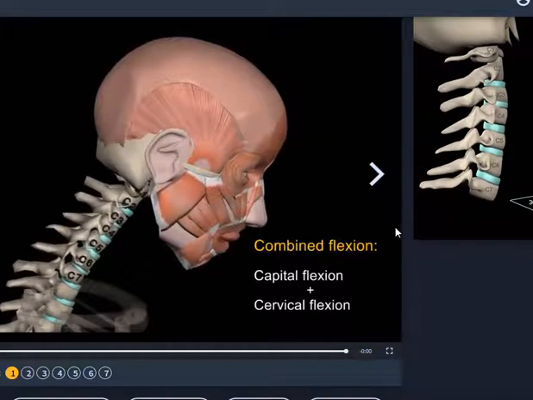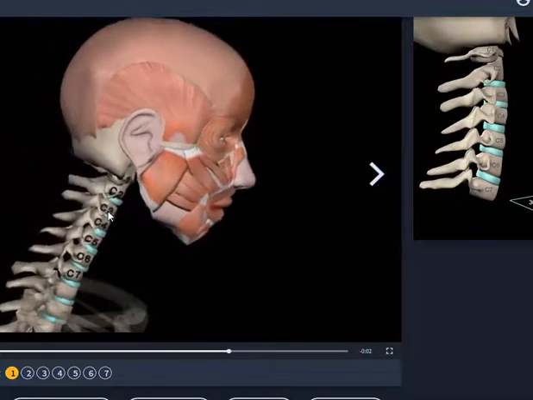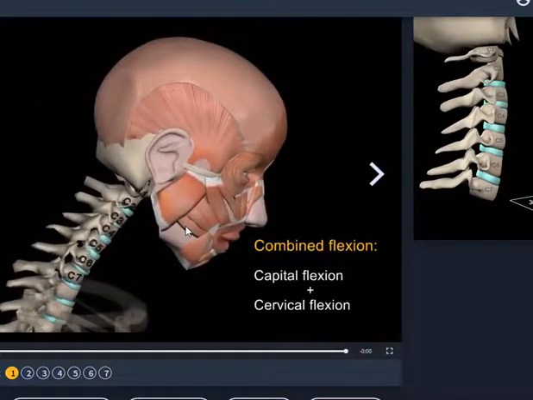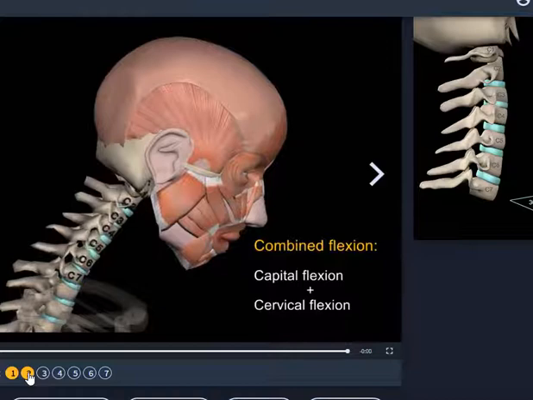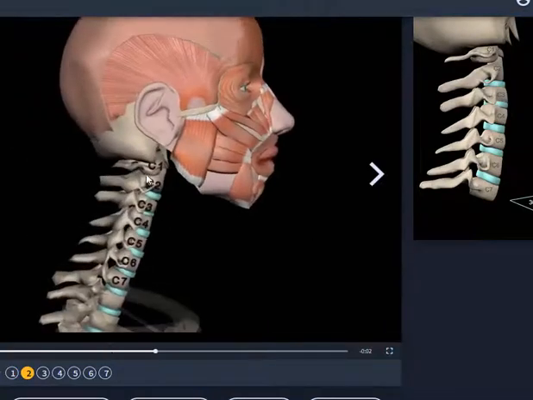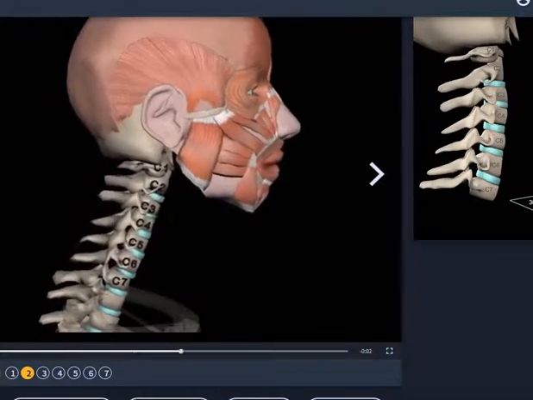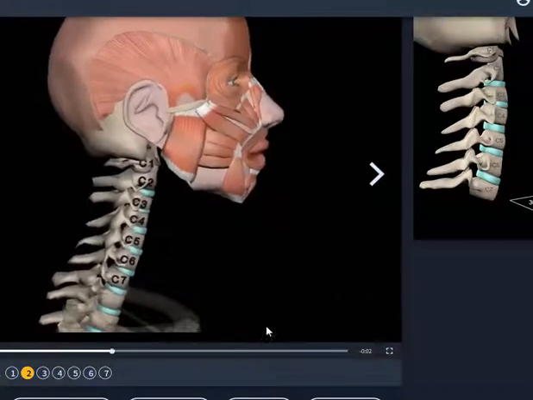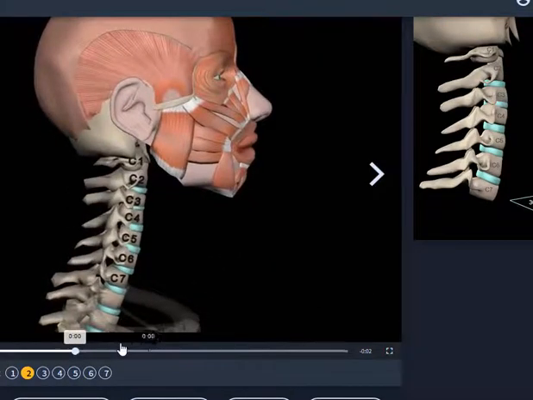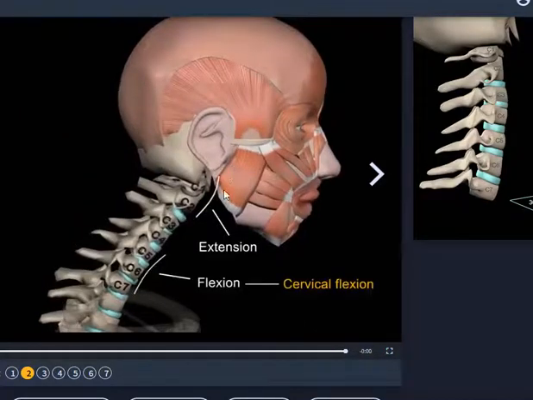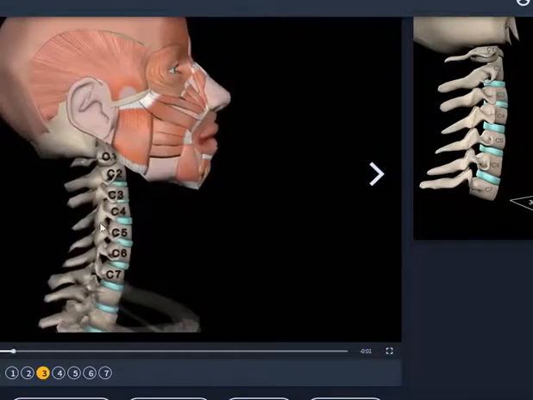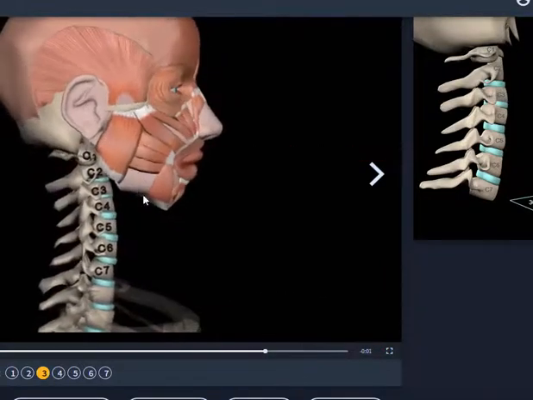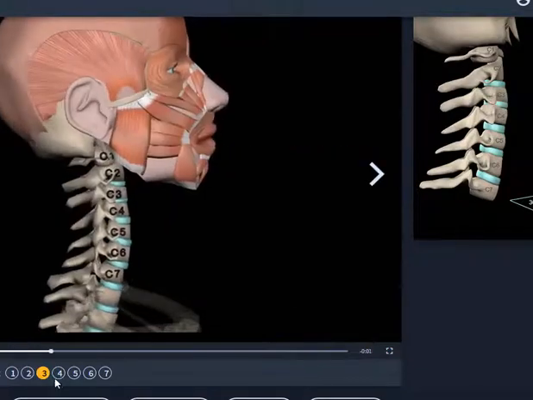So here you're seeing cervical flexion and extension. I'm sorry, cervical flexion and capital flexion. So that's you standing and trying to bring your chin to your chest, with all these cervical vertebrae coming forward. The next image is your head sticking forward, so it's going to be cervical flexion with capital extension. And this one is cervical extension with capital flexion. So this is you giving yourself a double chin, tucking your chin into your throat.